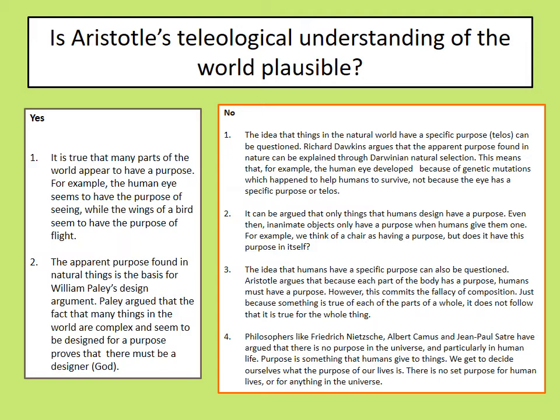Number four, philosophers like Friedrich Nietzsche, Albert Camus, that's a French name, and Jean-Paul Sartre have argued that there is no purpose in the universe, and particularly in human life. Purpose is something that humans give to things. We get to decide ourselves what the purpose of our lives is. There is no set purpose for human lives or for anything in the universe. So that is what you'd call an existentialist point of view, and that is the idea: there is no purpose built into the universe. Things, people do not have a purpose. It's for us to give things purpose.